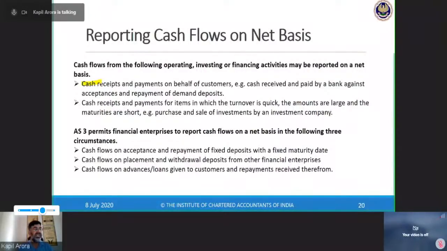So income tax is deducted because we have to show the income tax separately. It will always be part of operation, but we have to show the income tax separately, right? Cash flows from the operating activities, investing activities, financing activities can be reported net when and only when cash received and payment is on behalf of the customer.